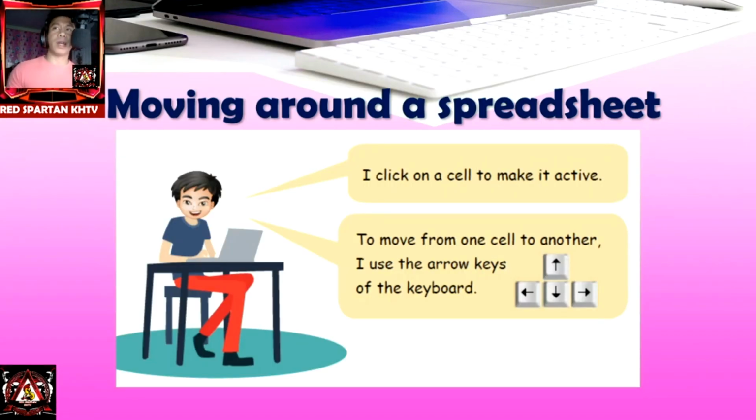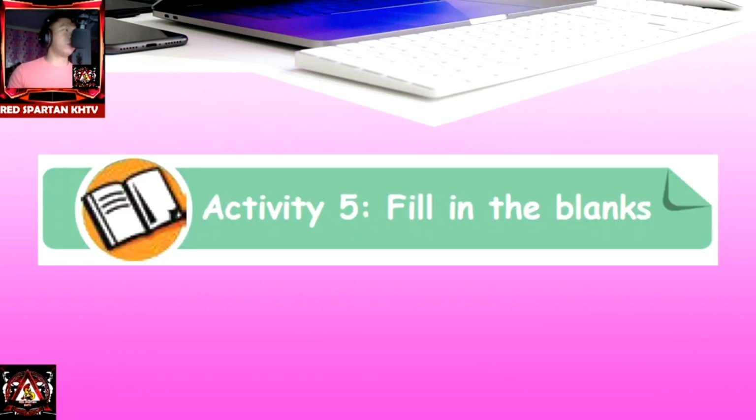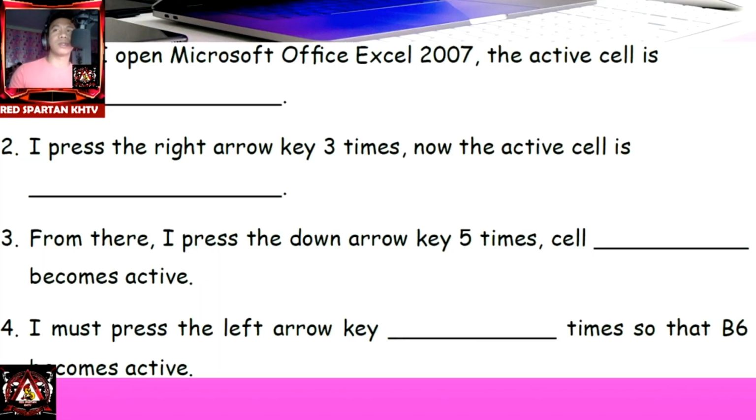Next is moving around a spreadsheet. Here, we click on a cell to make it active, and then to move from one cell to another, we use the arrow keys of the keyboard. Now our fifth activity is fill in the blanks. The first question is, when I open Microsoft Office Excel, what is the name of the first cell, the active cell? Next, I press the right arrow key 3 times. Now the active cell is what?